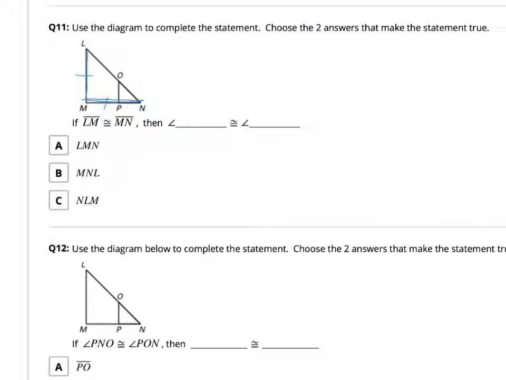Okay, so then what angles are congruent to each other? Potentially, I'm going to try to label these. Is it LMN? Is it this one? Who's congruent? Then B is MNL, so MNL goes this way here. Actually, let me label them like this. Here was choice A. Here's choice B. And then here's choice C. Which 2 of those need to be congruent to each other?